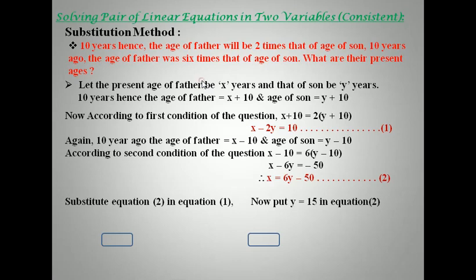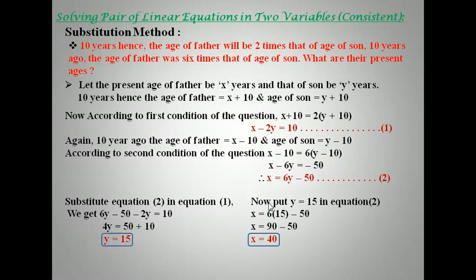To get the value of y, let us substitute equation 2 in equation 1. We get 6y minus 50 minus 2y is equal to 10. 4y is equal to 50 plus 10. y is equal to 15.